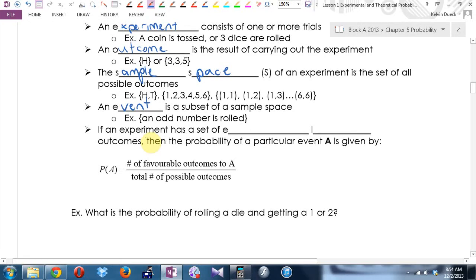And now we come to the actual definition of probability mathematically. If an experiment has a set of equally likely outcomes, then the probability of a particular event A is given by, and here's our fancy schmancy formula, probability of A is the number of favorable outcomes to A divided by the total number of possible outcomes. Say what? Far less complicated than it sounds.